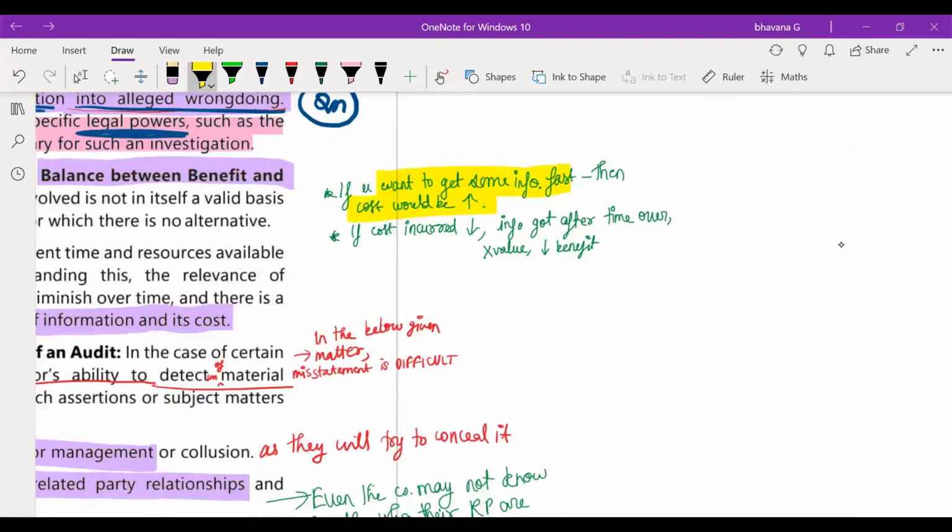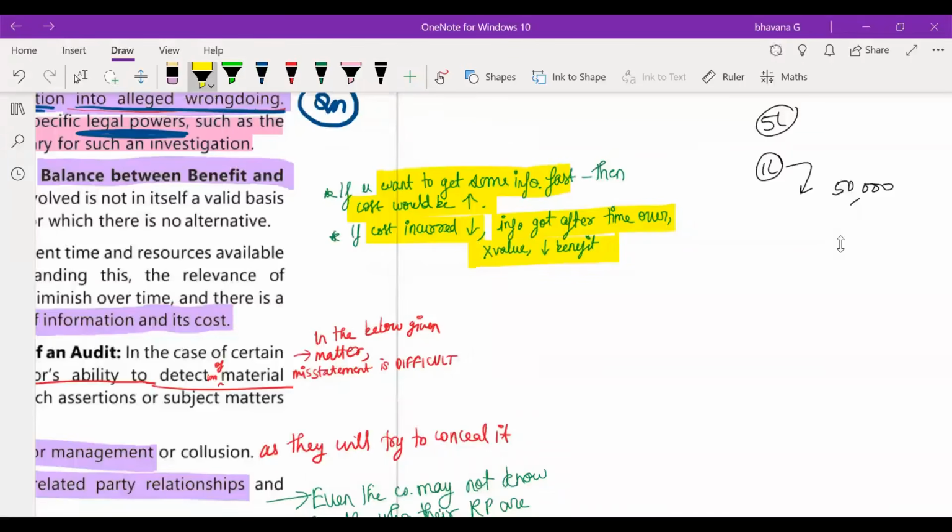Now the auditor sees that so much cost is going on. Suppose I'm getting 5 lakh rupees of audit fees, and 1 lakh rupees of that is going as cost itself. Now I will try to reduce the cost to 50,000. In such a case, by the time I receive the information, the auditing report must have already been made. The information I get will not be fast, so it will be of no value to me and of low benefit.